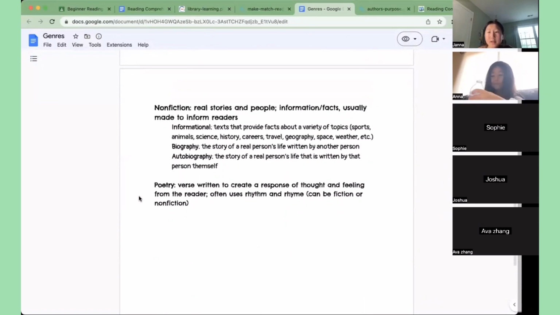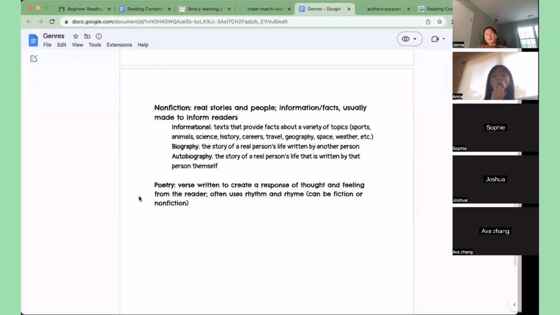Okay, the next section of genres is nonfiction. So these are real stories about people, and they're usually about information or facts, and it's usually made to inform readers and teach readers. The 2 types we'll be learning are informational, which are texts that provide facts about a variety of topics. So they give you facts about sports, animals, science, history, travel, geography, careers, space, weather, or anything really.